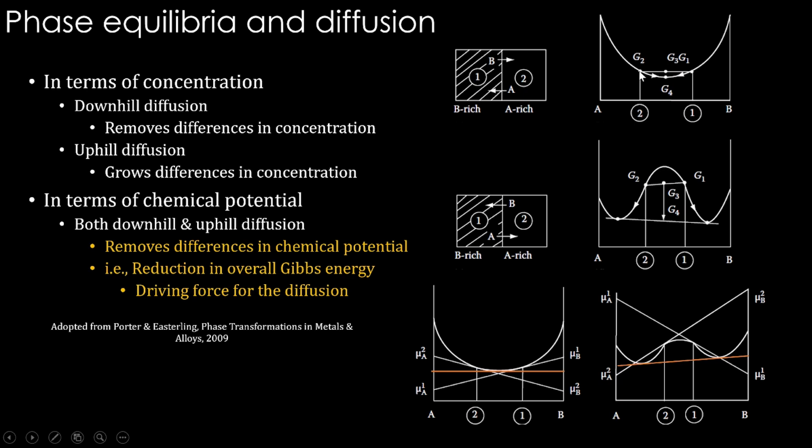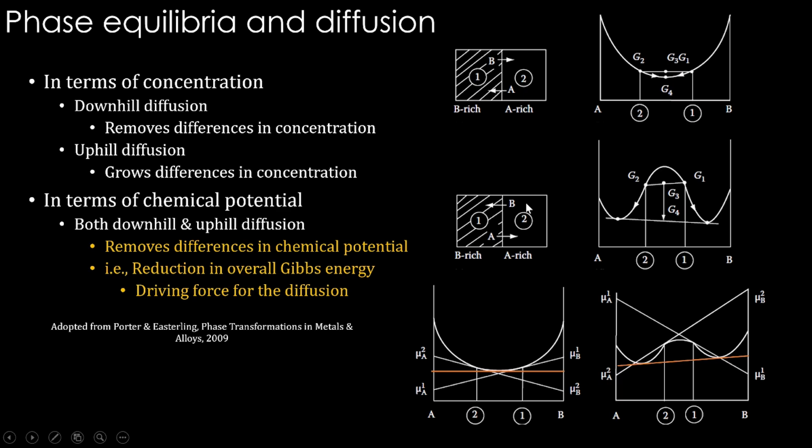This is the Gibbs energy of part 2, and this is the Gibbs energy of part 1. When you just join them, the Gibbs energy of these two pieces together is here. But when interdiffusion happens and things move to equilibrium, the Gibbs energy drops from this value to this value, meaning Gibbs energy decreases for both the sides. That is the reason why this sort of interdiffusion happens.